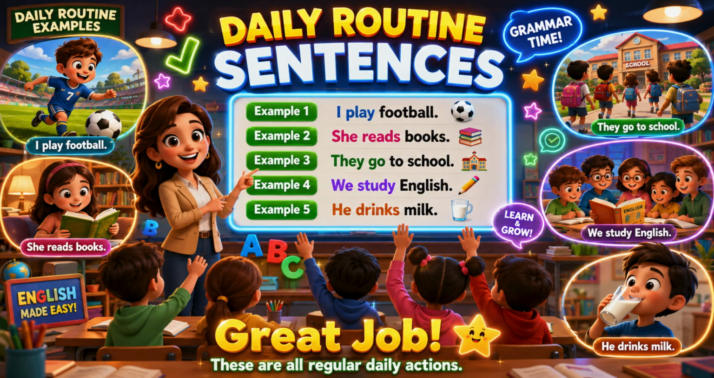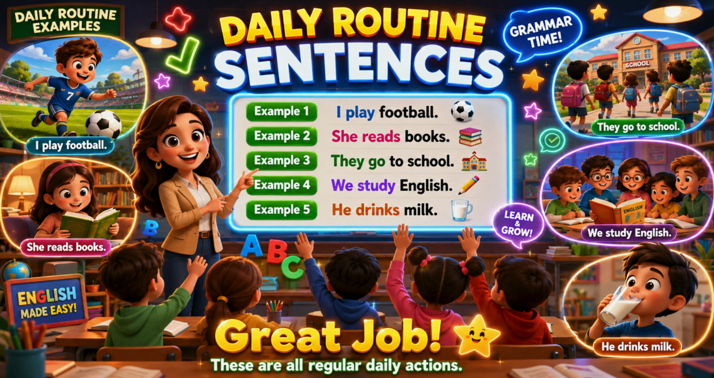Now let's look at some easy daily routine sentences using the present simple tense. Listen carefully and repeat after me. Example 1, I play football. Very good. Example 2, she reads books. Excellent. Example 3, they go to school. Nice job. Example 4, we study English. Wonderful. He drinks milk. Perfect.